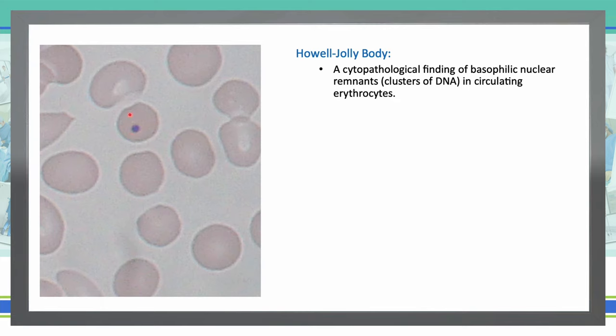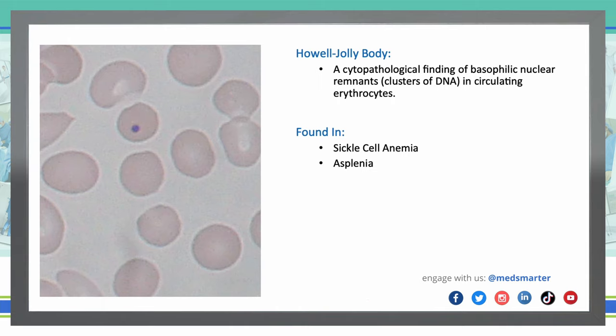Because the function of a spleen is to filter out damaged RBCs. This DNA appears as basophilic, the purple spot, on an otherwise eosinophilic pink erythrocyte. These inclusions are normally removed by the spleen, okay? But they will be present in individuals with functional hyposplenemia or asplenia. So where are we going to see them? We are going to see Howell-Jolly bodies in sickle cell anemia patients and patients who don't have a spleen or have hyposplenemia.